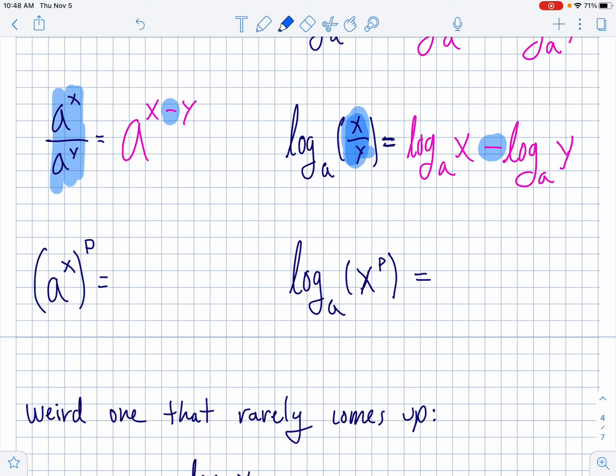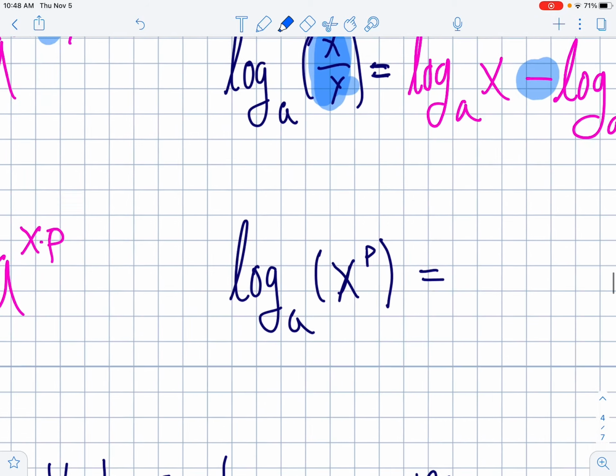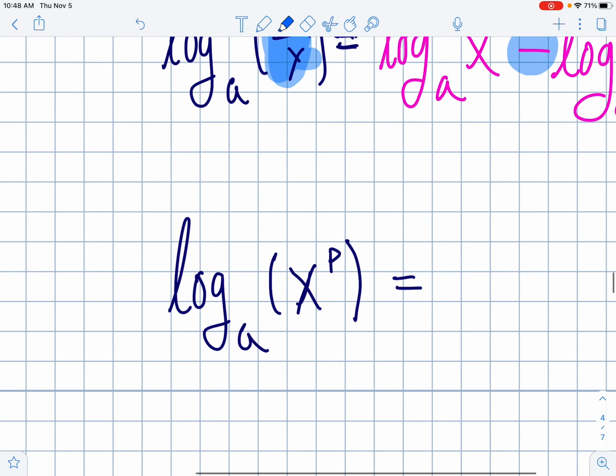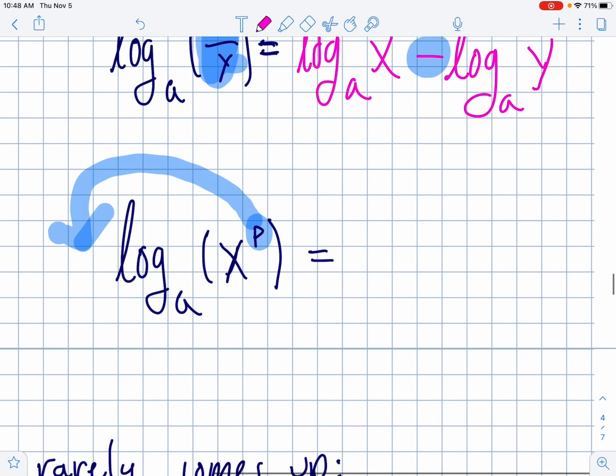Power of a power, right here. What do you do when you have power of power? Well, you just multiply their powers. A to the xp. So the powers turned into a multiplication. It's the same thing over here, but it's kind of funny. So the way you want to view this guy is that if there's ever a power on the argument, yes, it turns into multiplication, but here's what happens. This p gets to come out front. Little p turns into a big P. So this becomes p log base a of x.